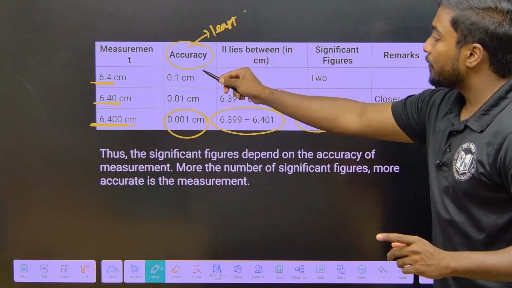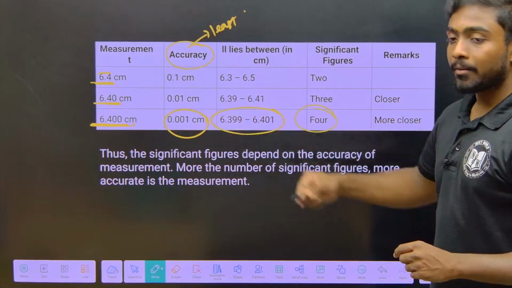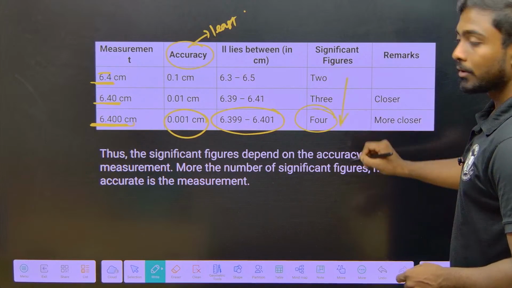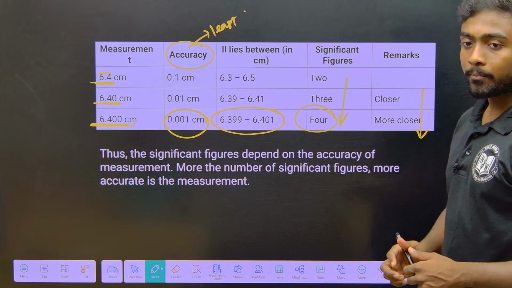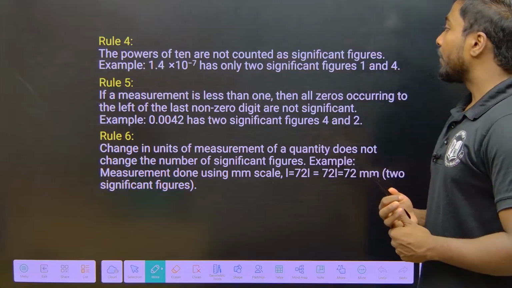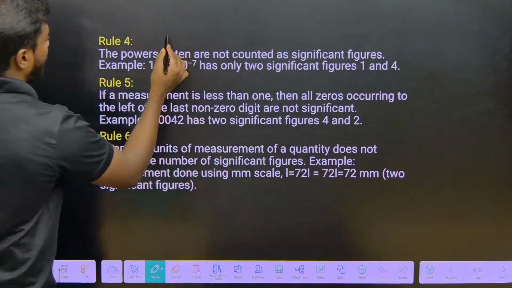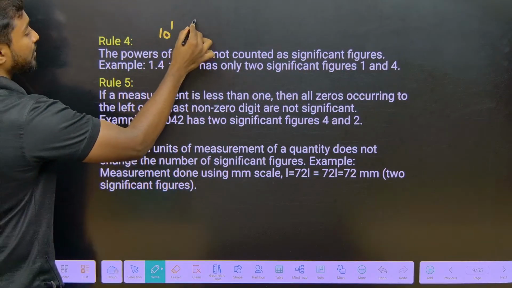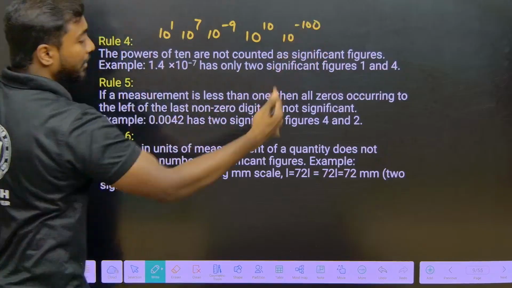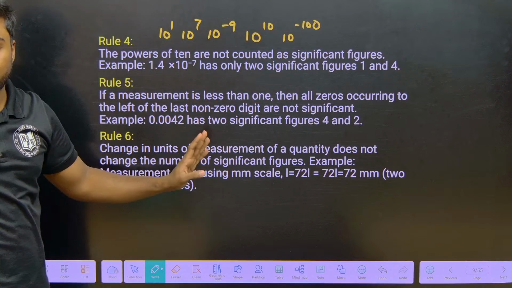So when I consider 6.4, 6.40, 6.400, the significant values are increasing. It means accuracy also increases. So here it gets closer to the number. Rule number 4: the power of 10 is not counted as a significant figure. Power of 10 means whatever the powers, 10 power 1, 10 power 7, 10 power minus 9, 10 power 10, 10 power minus 100, everything like power of 10 is not counted as significant. That is rule number 4.